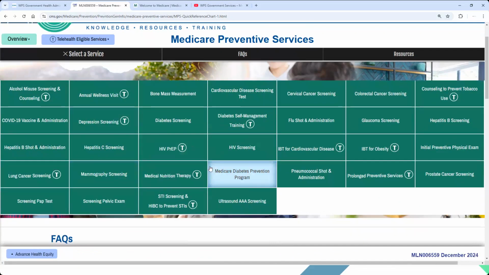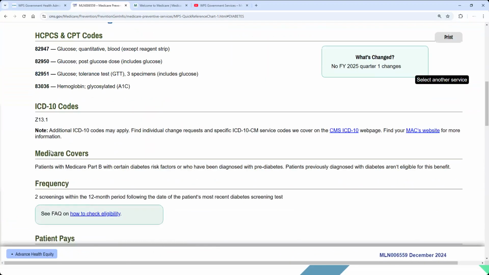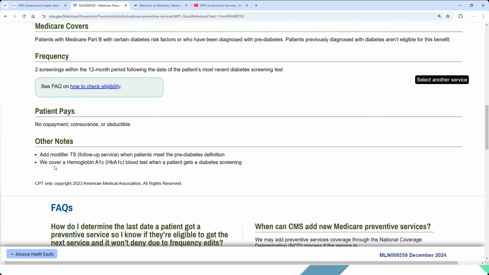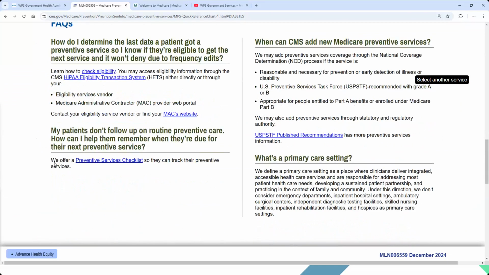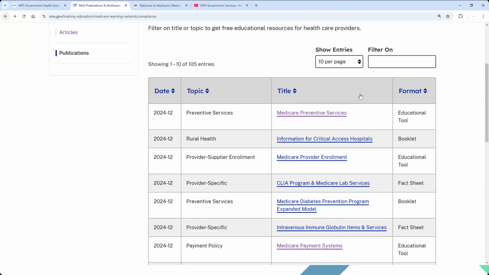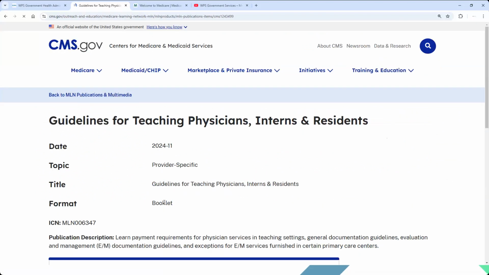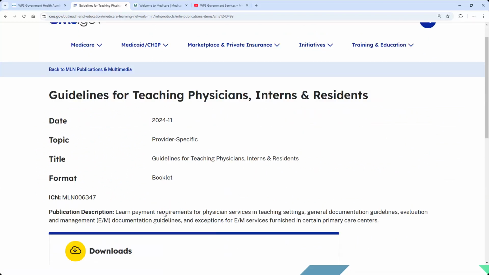Let's just do diabetic screening for a moment. You can see, okay, here are your codes, your ICD code, all kinds of fun stuff that you need in there, plus some FAQs and additional information. That's just an example of something that you could potentially get off of the Medicare Learning Network. If you say, hey, I don't really know exactly what I'm looking for, but I want to know if we have something on teaching physicians, it's a common one that we get. The information is actually going to be in guidelines for teaching physicians. You can see I used a filter up here. I typed the word teaching and it brings me to the article or to the booklet. Download it and it'll open the booklet for you.